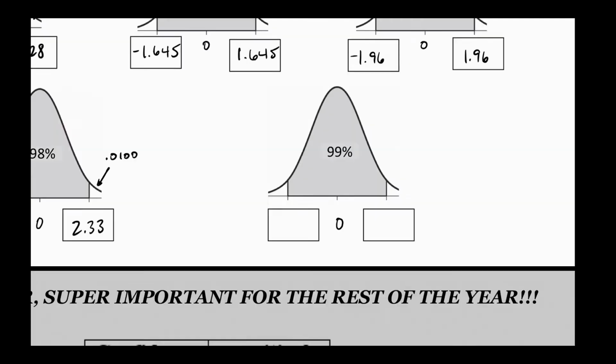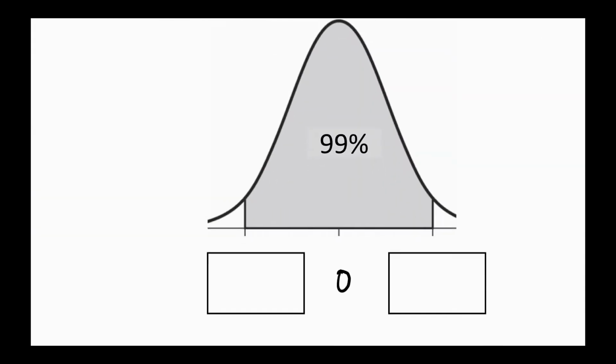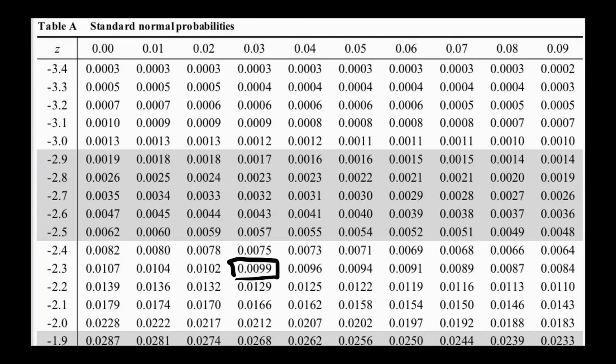Okay. And then the last one on this chart, 99%. So not even a full percent in here on each side. So which one is closest to that? 2.57? Let's see. Yeah. Or 2.58. Yeah, it's kind of in between again, right? So 2.575.